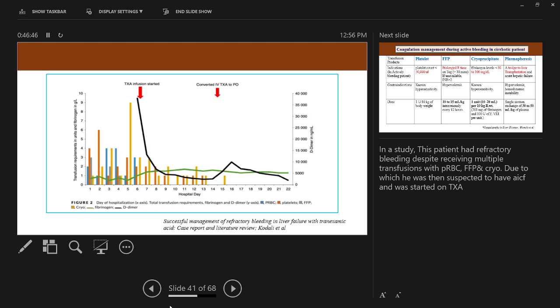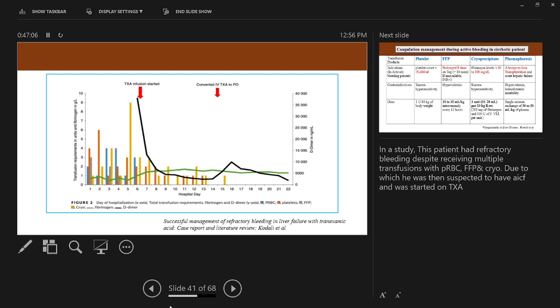You can say that there is a test, all the PT, APTT, everything will be normal, even platelet count is normal, still the patient is bleeding. So then you should suspect factor 13 deficiency, and there is a test called the urea clot lysis test. That will be positive in that.